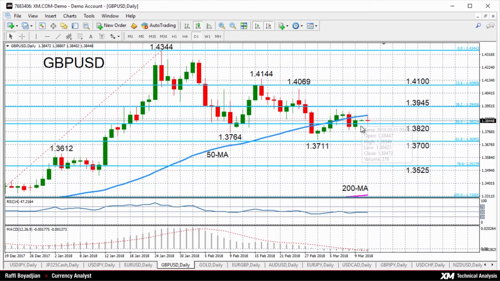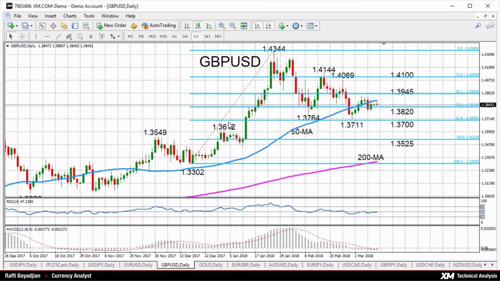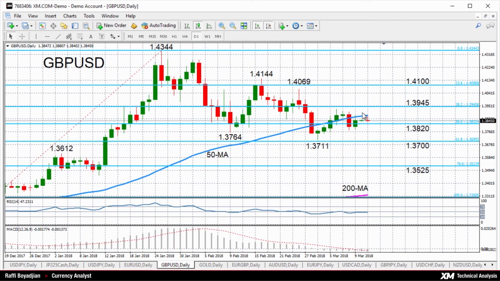Prices are hovering just below the 50-day moving average, and the 50-day moving average is the short-term resistance level. A break above the 50-day moving average could then potentially open the way towards the 38.2% Fibonacci retracement of the up leg from 1.3302 to 1.4344. Above that, we have the 23.6% Fibonacci at the 1.41 level.